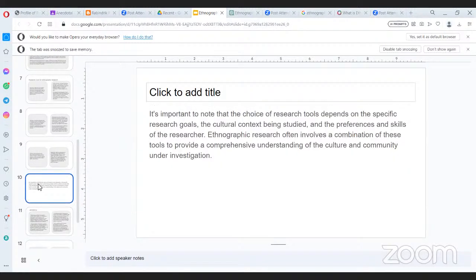So it's important to note that the choice of research tools depends on the specific research goals. Which tools you will consider for your research depends upon the research goals, the cultural context being studied, and the preferences and skills of the researcher. Ethnographic research often involves a combination of these tools to provide a comprehensive understanding of the culture and community under investigation. Whatever the tools I have discussed, you can use all the tools for interpreting your data.